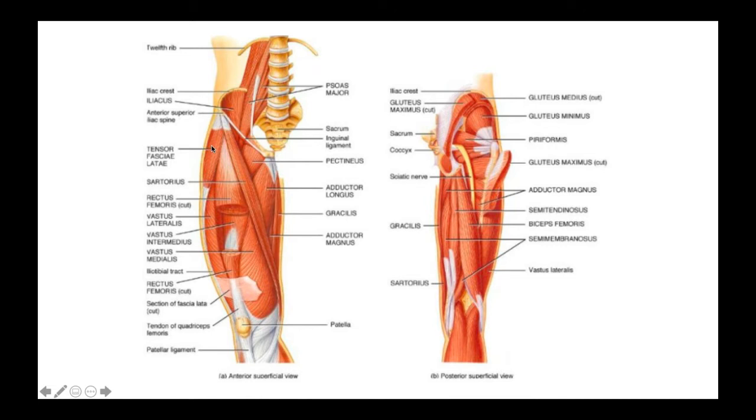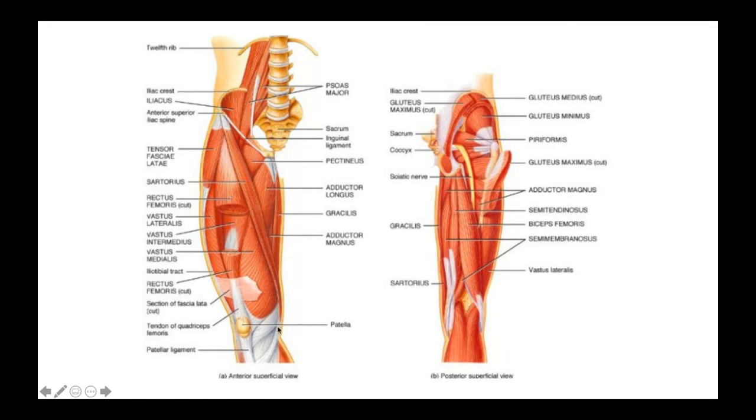TFL, the tensor fasciae latae, inserts on this iliotibial band. It's this tract that runs from the ilium all the way down to the tibia. So it's called the iliotibial tract, or ITB, iliotibial band.